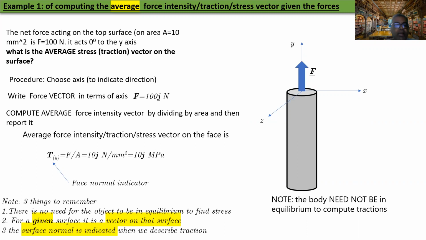Okay, so key takeaways here. There is no need for the object to be in equilibrium to find the stress, as long as I know the forces. For a given surface, it is a vector on that surface. So you should never talk about stresses as scalars. They are vectors on given surfaces. Whenever we write them, we always indicate the surface normal. That's what tells us which surface we are talking about.